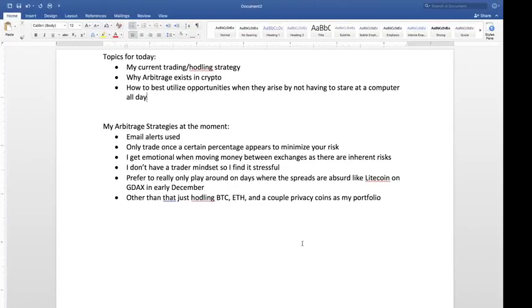So what we're going to talk about today is my current trading or hodling strategy. And I'm going to do a little bit about why these arbitrage opportunities exist in crypto, because it's kind of interesting and you can learn some from that. And I'm going to explain the best way to utilize these opportunities by not having to sit there and stare at your computer all day, as so many of us in crypto find ourselves doing.